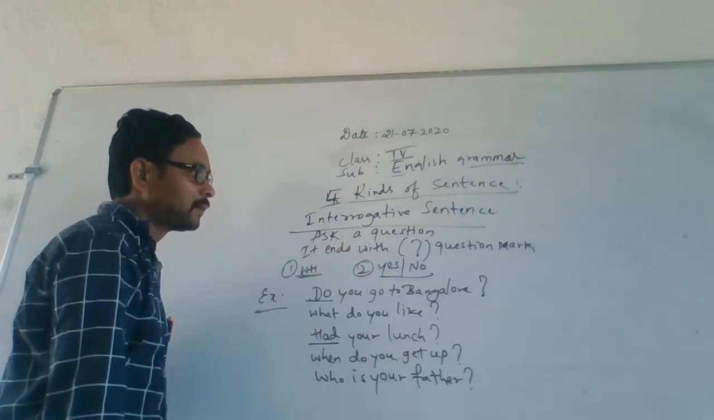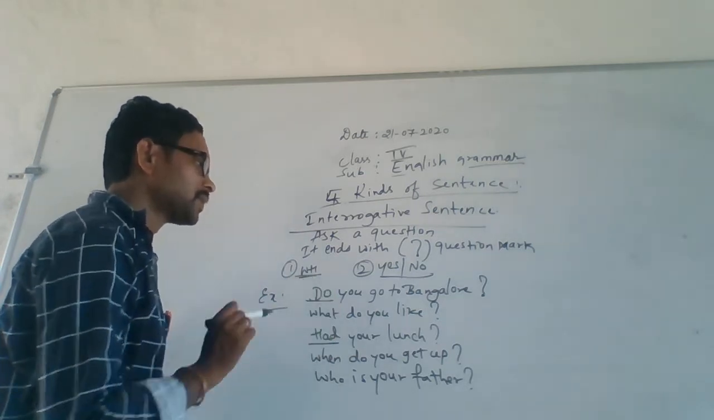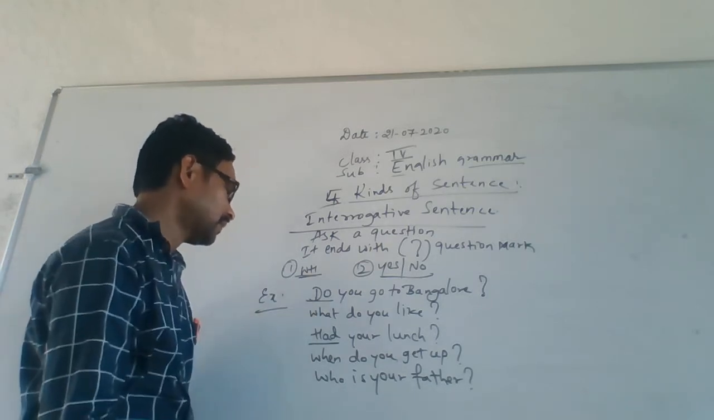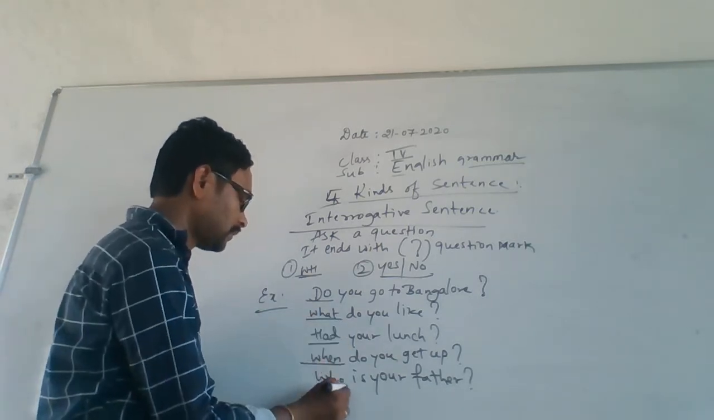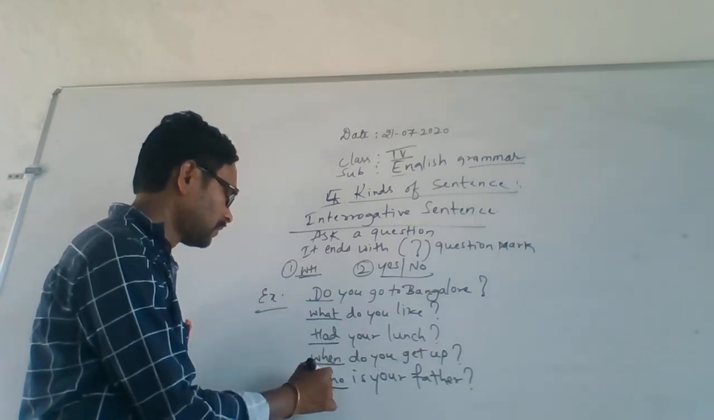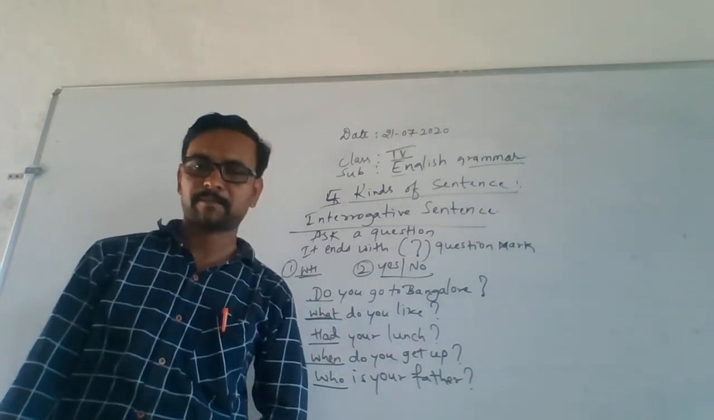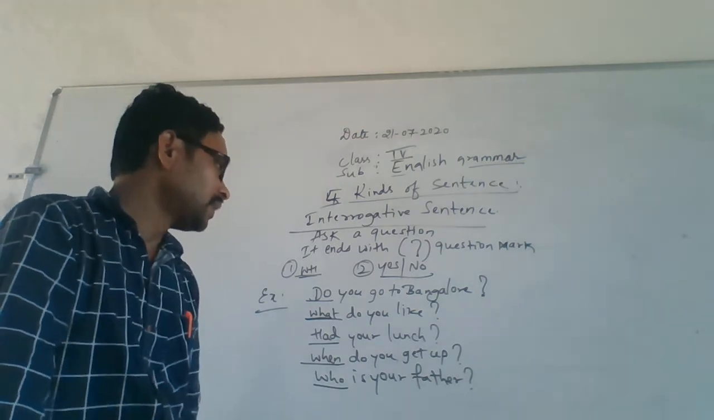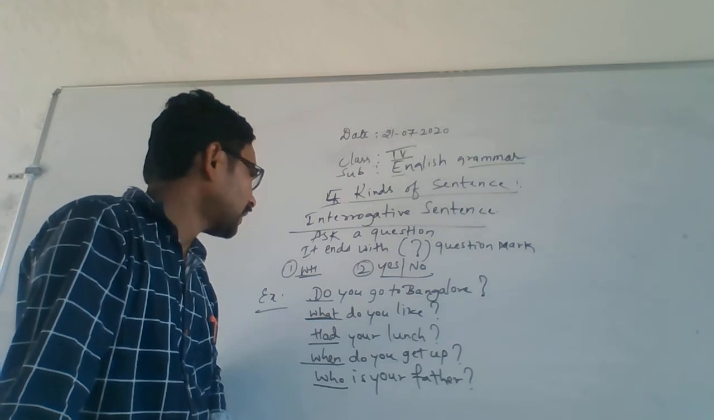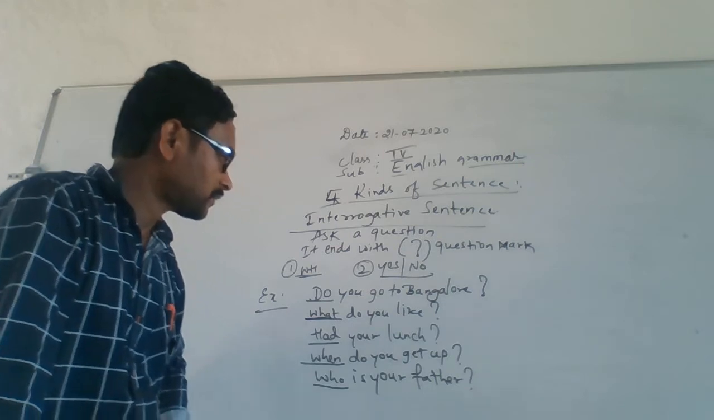When you are ready to frame a question, we should use a helping verb at the beginning for yes or no questions. Then what, when and who, these are called WH. Start with WH, that is called a WH question. Another one is the yes or no type of question. Two types of questions are there. Is it understood? Write down very fast.